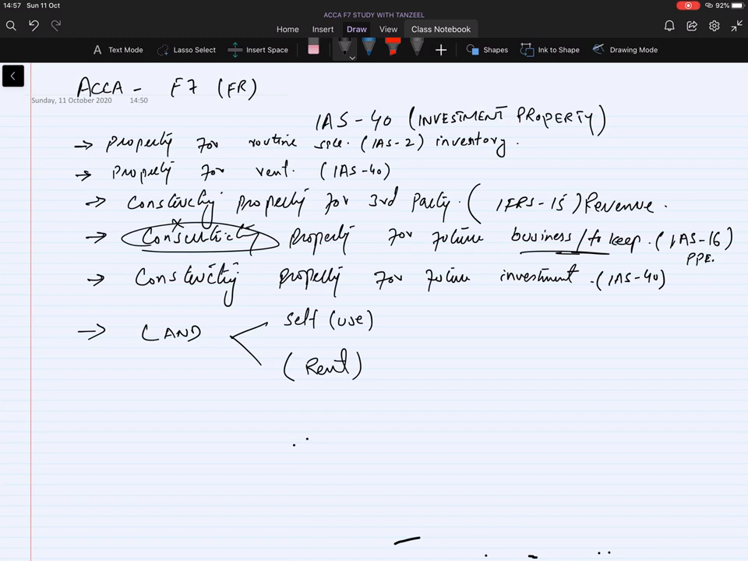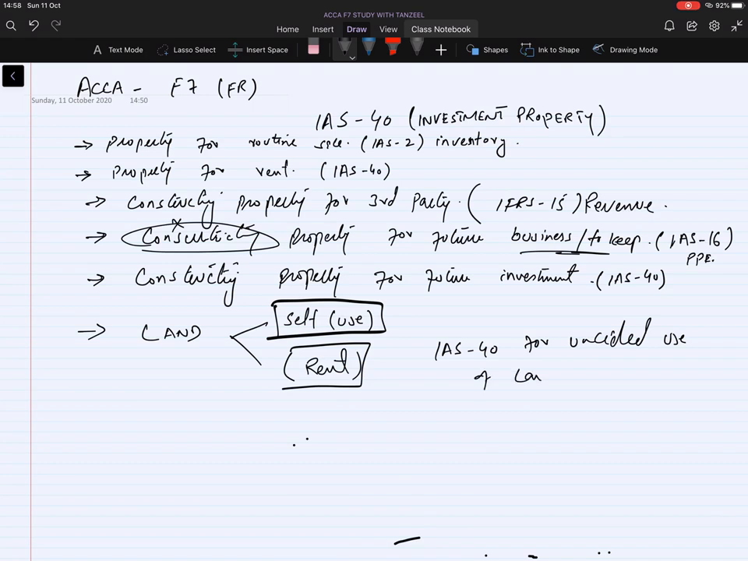If you are confused and you don't know the future use, then the standard says you apply IAS 40 for undecided use of land. If you do not know at this point what use you're going to have with this land, then the standard says keep this in IAS 40, investment property.